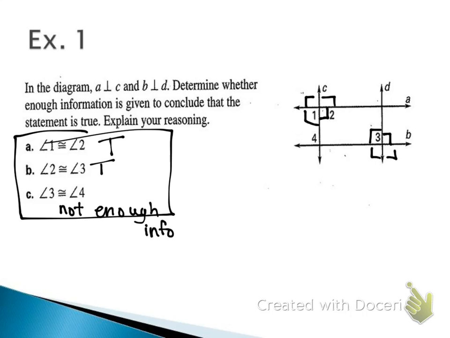Now, on your homework, it's going to say this, explain your reasoning. You don't need to explain your reasoning. I know what your reasoning is. We all know the same 4 theorems. So just go ahead and say, if it's true, put true. If you're not sure because there's not enough information, put not enough information. Any questions on this?